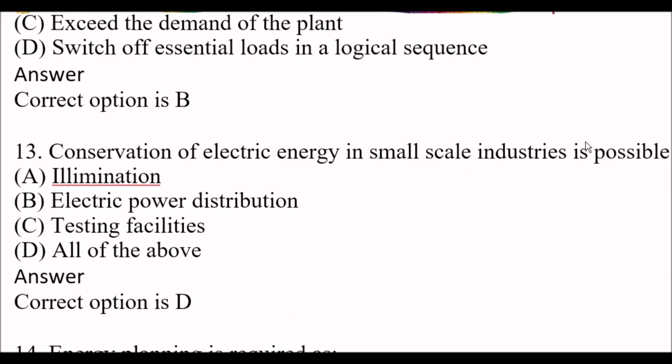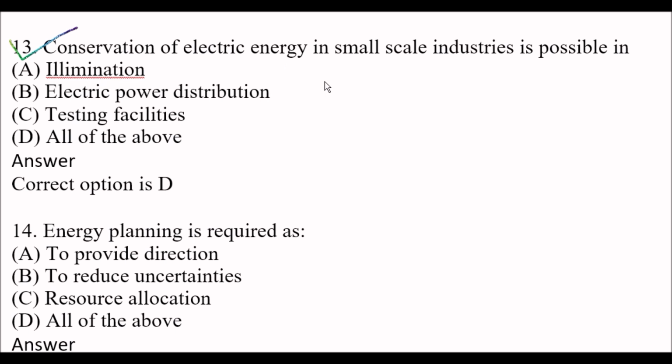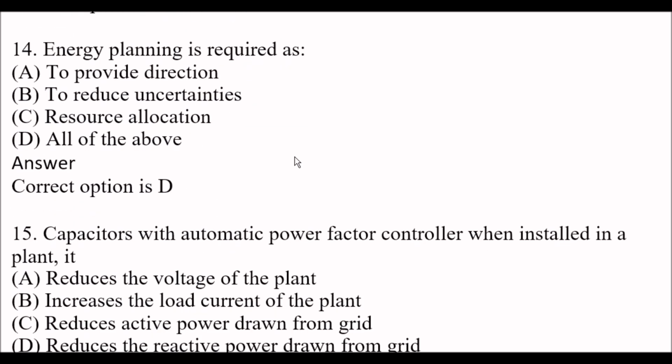Next question. Conservation of electrical energy in smaller scale industries is possible in: option A, illumination. Option B, electric power distribution. Option C, testing facilities. Option D, all of the above. Right answer is option D, all of the above. Conservation of electric energy in small scale industries is possible in illumination as well as electric power distribution and in testing facilities also.